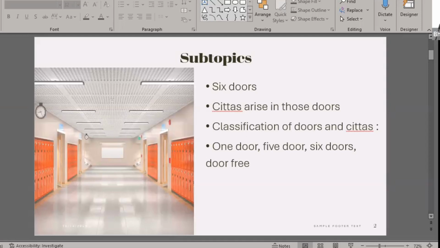So, what should be understood? In this section, we have to focus on which chittas arise through those particular specific doors, and what are the chittas that have access to 1 door, 5 doors, 6 doors, and what are the door-free consciousness. So there are 2 types of door-free. Later on we will discuss. These are the main subsections we are going to discuss today.